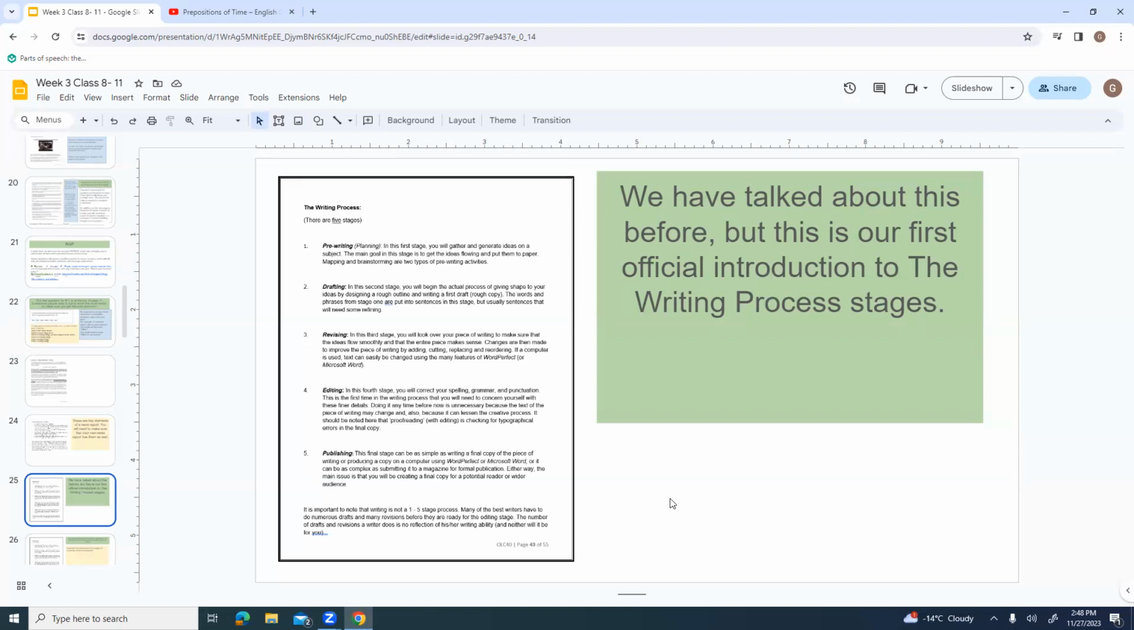Pre-writing. I often call this brainstorming because that's just how it works. This is the stage where you gather and generate ideas on a subject. The main goal in this stage is to get the ideas flowing and put them down on paper. Mapping or brainstorming are two types of pre-writing activities.